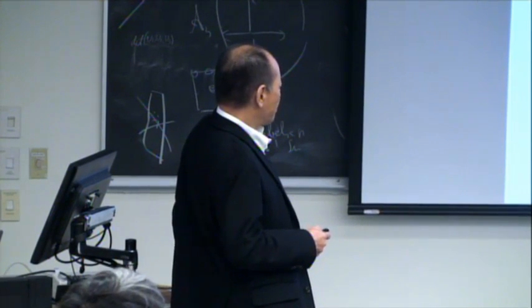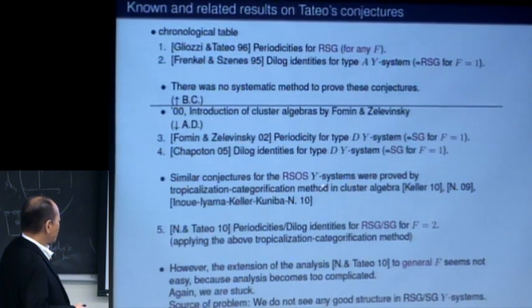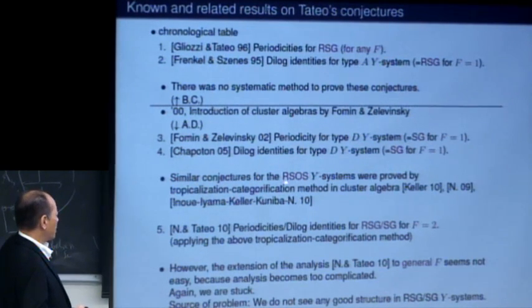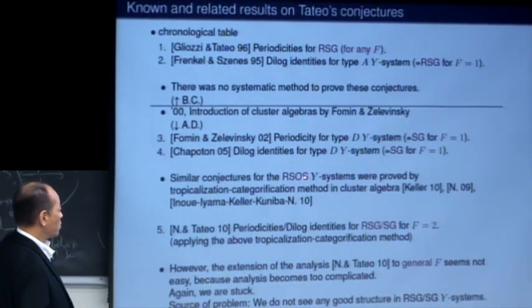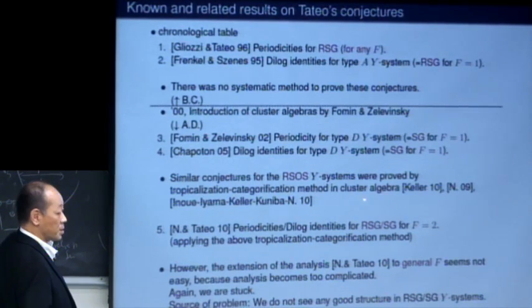But then Kuniba and I also got into this business, and similar conjectures for another Y system, called the RSOS Y system, were proved by a new method called the tropicalization and categorification method in cluster algebra.